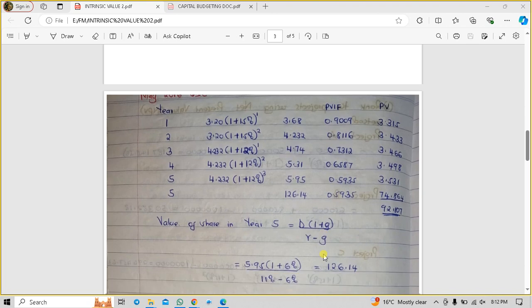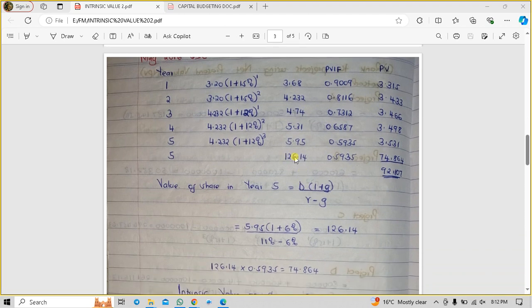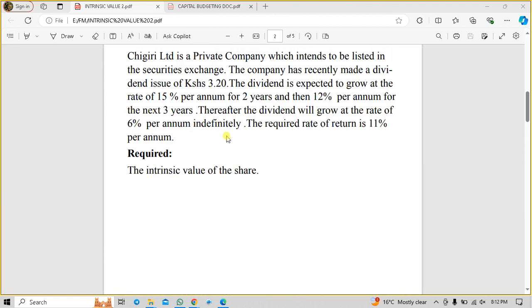So I want us to go to this last part. We have calculated the dividend and the present value for the first 2 years and the next 3 years. But we have not calculated the present value thereafter. The dividend will grow at the rate of 6% per annum indefinitely.